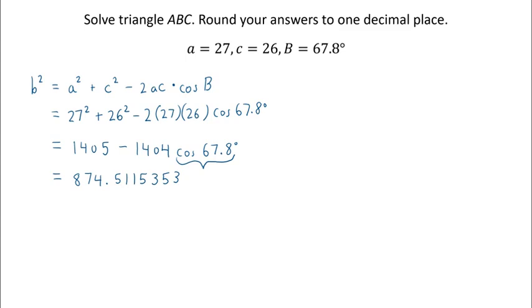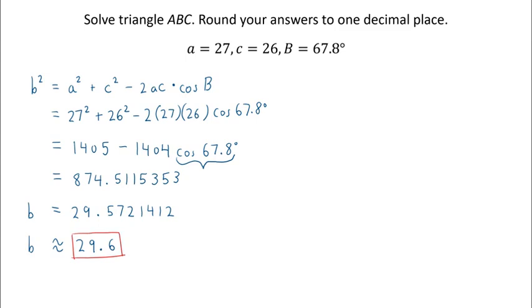Now let's find the square root of that 874.5115353 to find the length of side B. So we find the length of side B to be equal to 29.5721412. Notice that I have not rounded this value yet. I will before we get our final answers, but I wrote down the entire value of the length of side B because I'm going to want to use that entire value in a subsequent calculation.